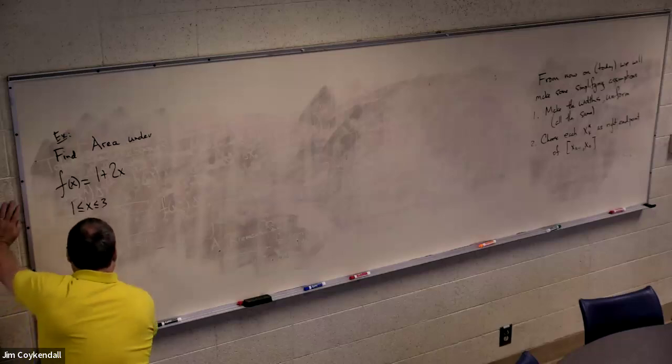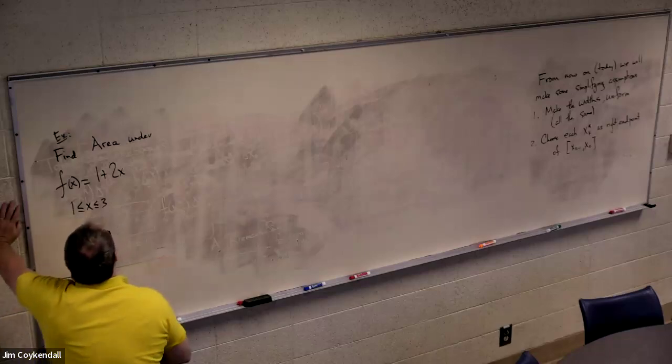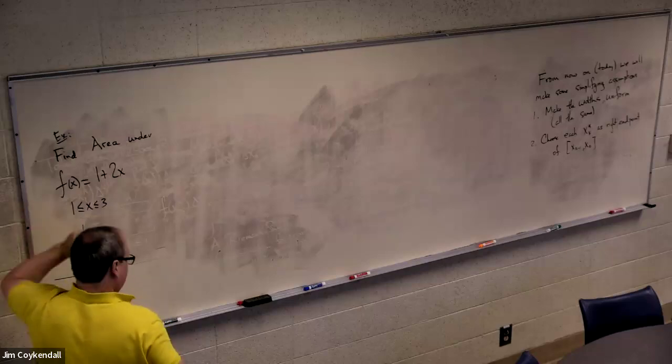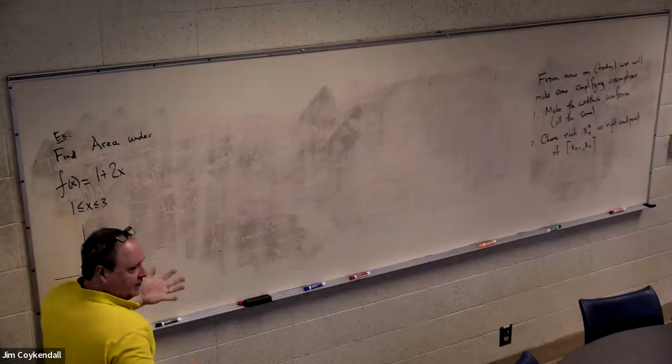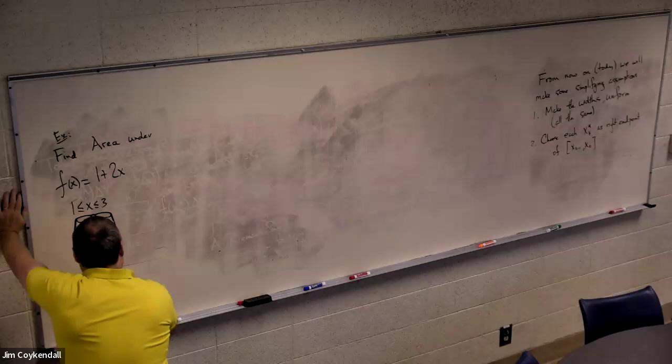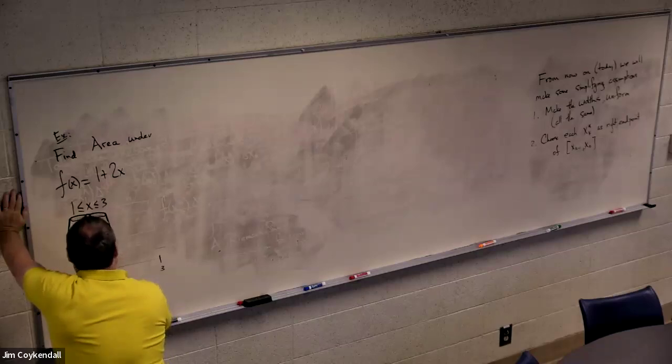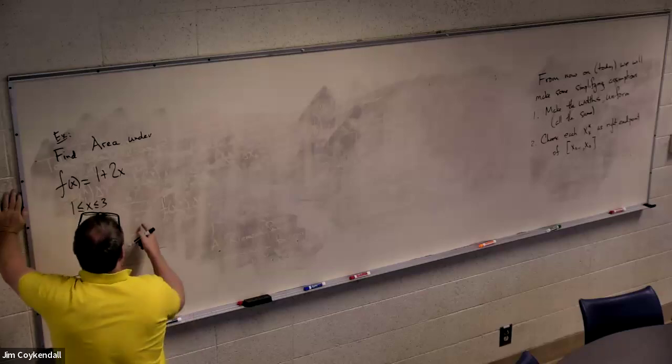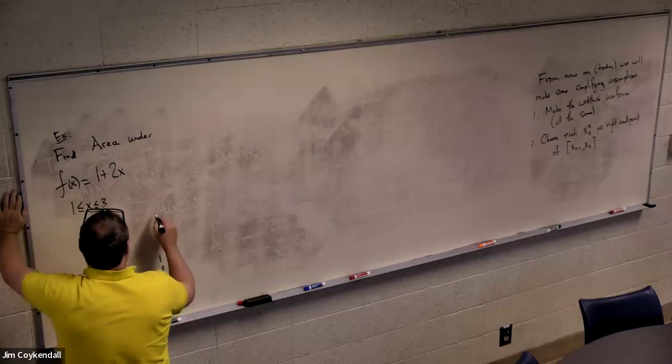Let's see what the answer should be. 1 plus 2x. That's a line of slope 2. So let me see here, 1 to 3. At the point 1, this should be the point (1, 3), right? And at the point 3, this should be (3, 7).